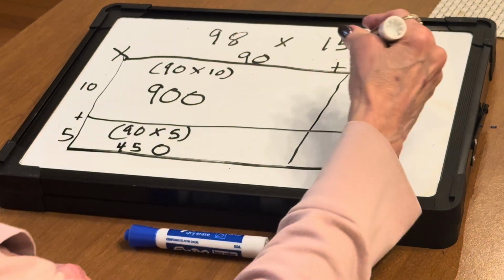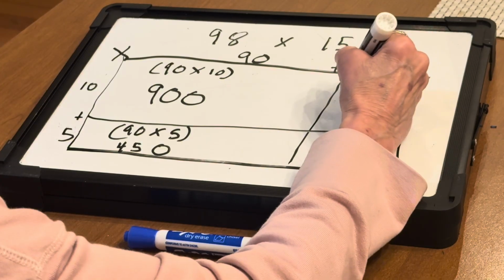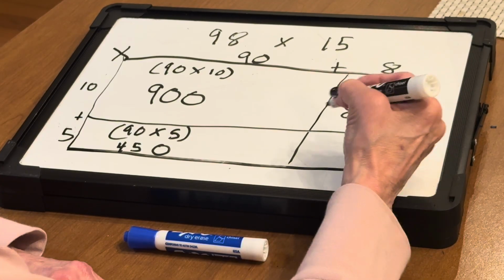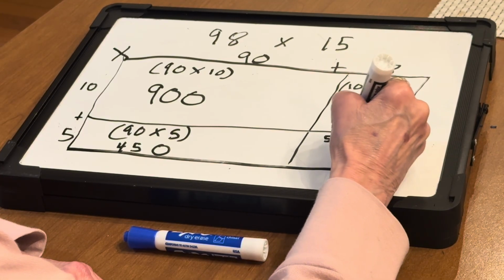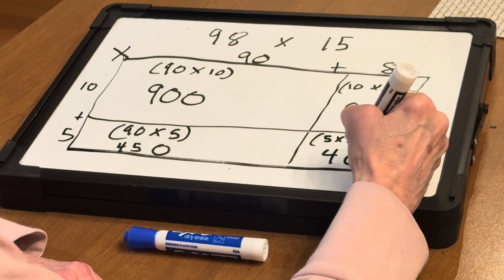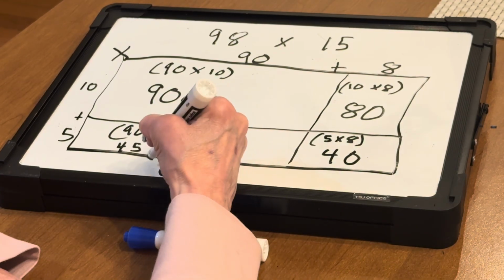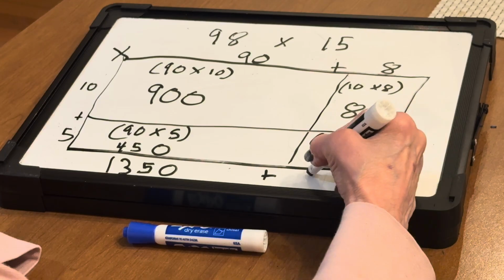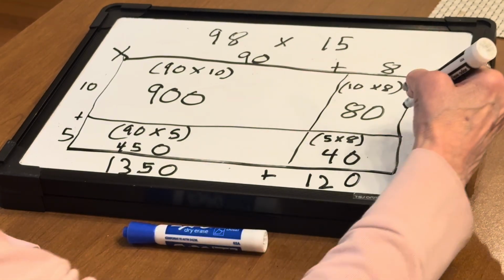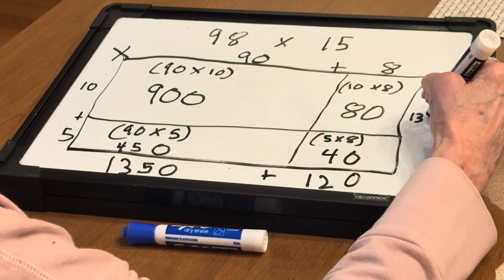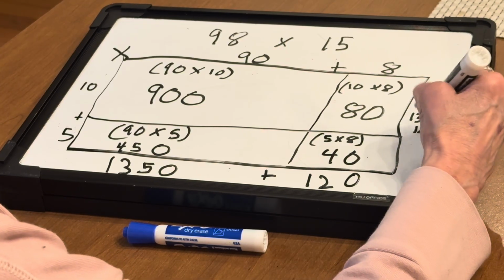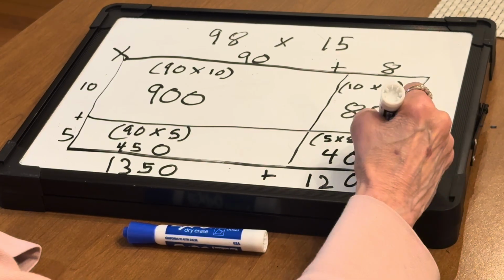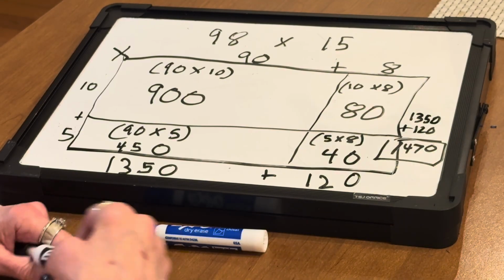So I have 450. Right here I've got 10 times 8, which is going to be 80. And here I have 5 times 8, which is 40. And then I add those together. So here would be a 0, 5, 13. I add these together. That's 120. So then I'm going to say 1,350 plus 120 equals 0, 7, 4, 1. So my answer would be 1,470.